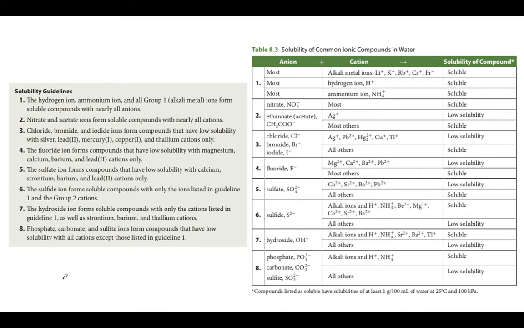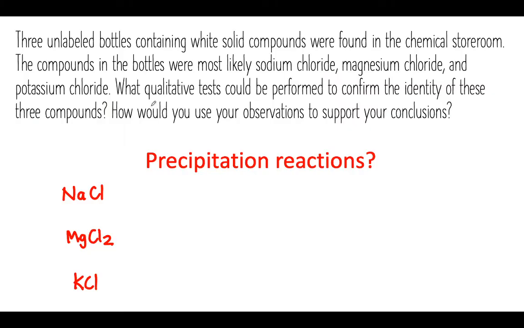So I'm first going to take a look to see if anything will precipitate sodium out. And the answer is that nothing will, right? So if I take a look at the first guideline here, the hydrogen ion, ammonium ion, or all group 1 ions form soluble compounds with nearly all anions. So it doesn't matter what I add to this particular compound, I'm not going to be able to precipitate NaCl out, right? And KCl, potassium, also is an alkali metal that falls into that category, and I cannot precipitate that out.